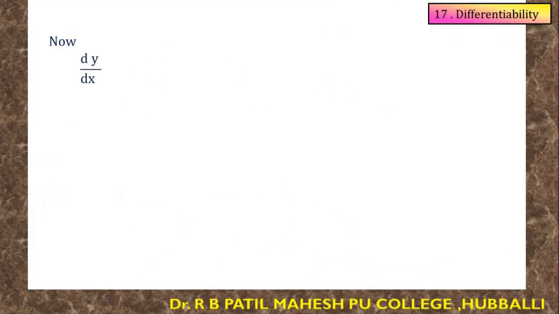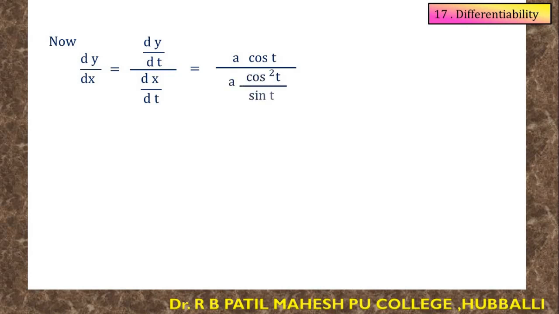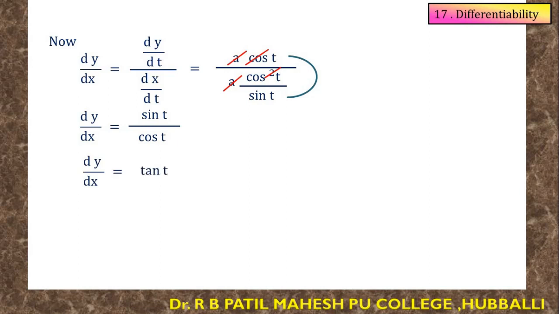Now you write dy by dx. It is dy by dt divided by dx upon dt. So it is a cos t, and dx upon dt is a cos square t divided by sine t. a gets cancelled and cos t gets cancelled. This sine t goes to the numerator. So it becomes sine t divided by cos t, that is nothing but tan t. So this is the derivative of the given function.